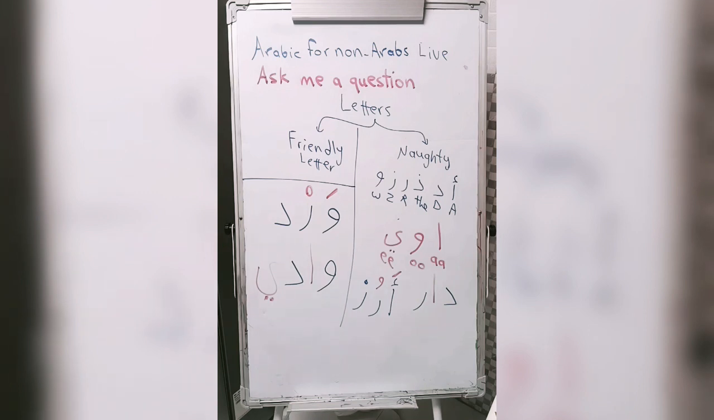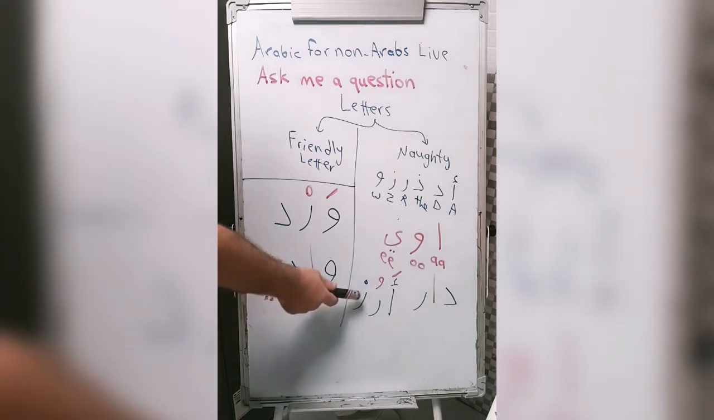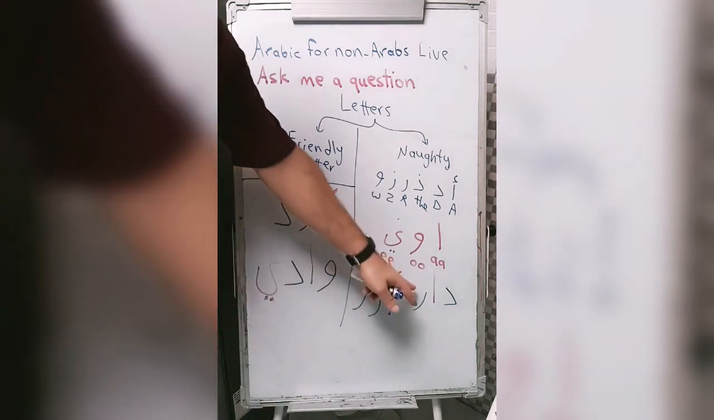Wadi, very good. And wadi means valley. Well done, guys. You can read now with naughty letters. I'm going to add more words. We did the word aruz before, which is rice. We did dar, which is house.